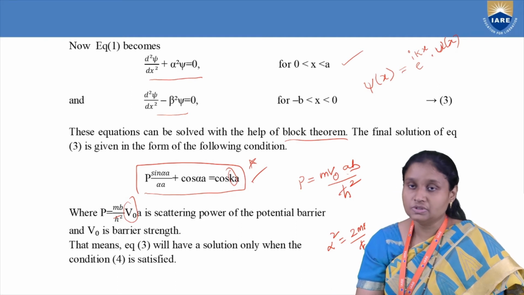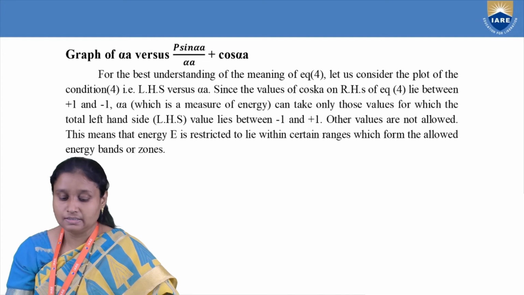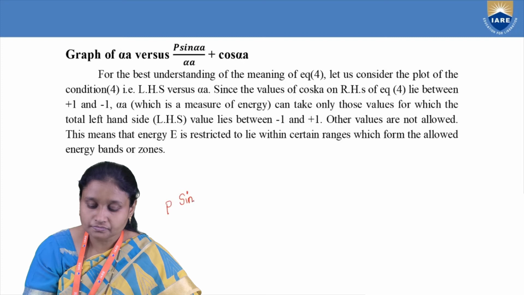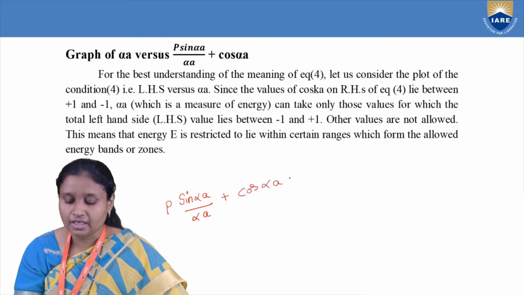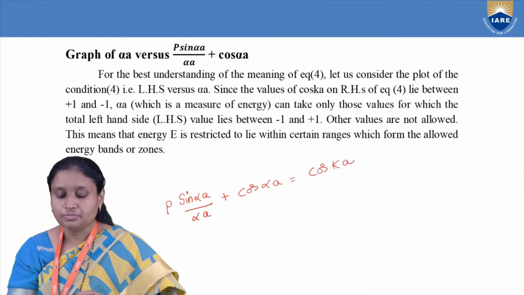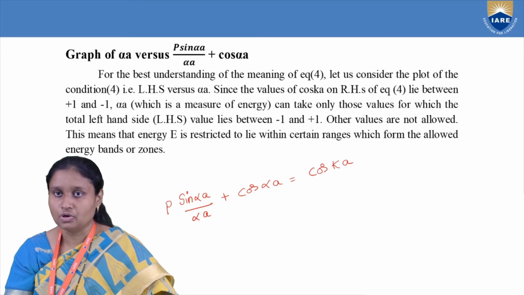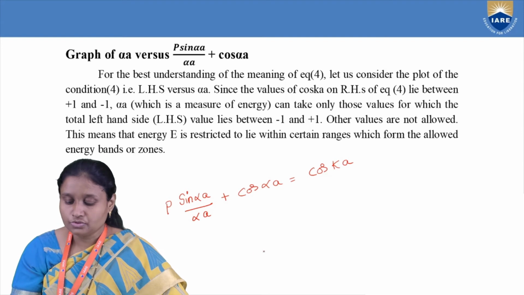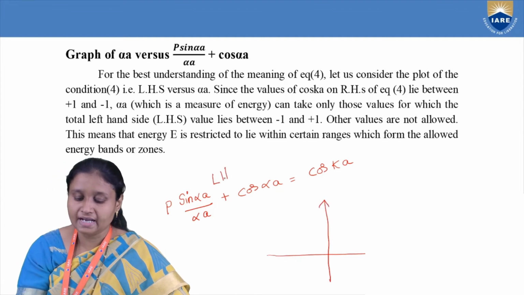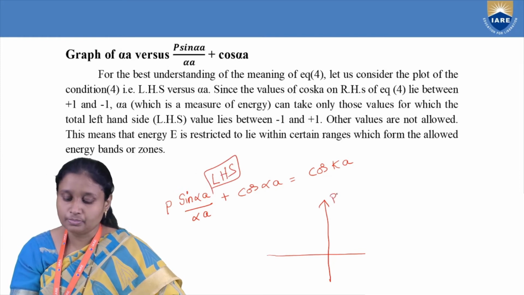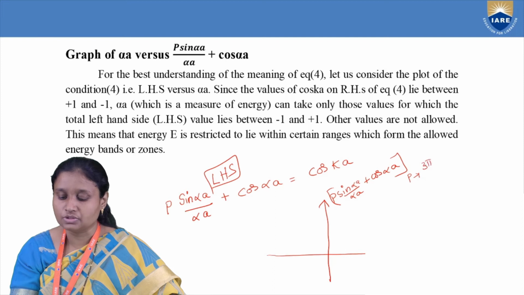Okay, now we are going to see how this equation is going to help us for band theory. So what was our equation? P sin alpha A by alpha A plus cos alpha A is equal to cos Ka. So this is the equation which we got. Now I am going to plot a graph. On the x-axis, I am going to take alpha A, and on the y-axis, I am going to take the left-hand side of this equation, P sin alpha A by alpha A plus cos alpha A. And I am fixing P to one particular value, which is equal to 3 pi by 2.